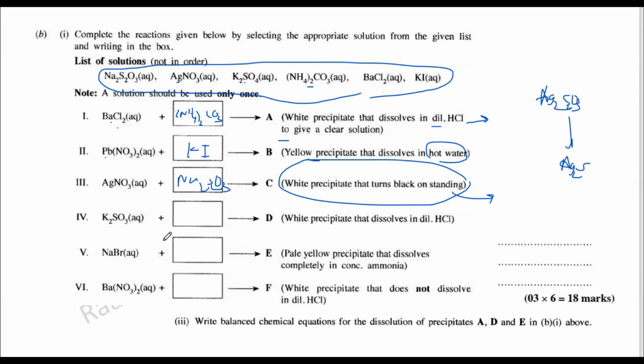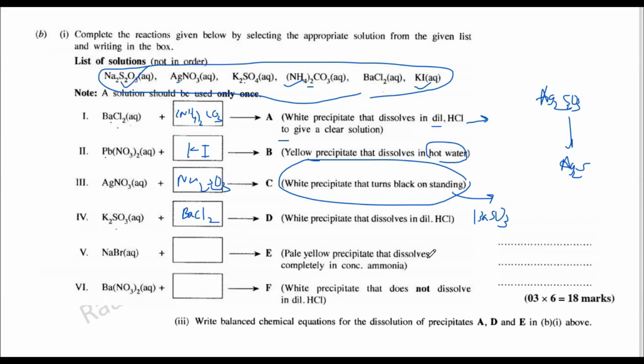And K2SO3, white precipitate that dissolves in HCl. So it should be something that is going to connect with sulfite. So what could this be? AgSO3, no. K2SO3, K2SO4, no. And ammonium carbonate, and these three are already occupied. So the only possible thing is barium chloride, because it will form barium sulfite, which is dissolving in HCl.